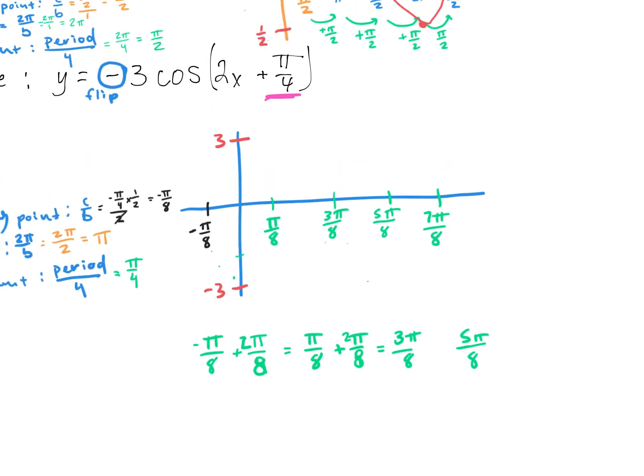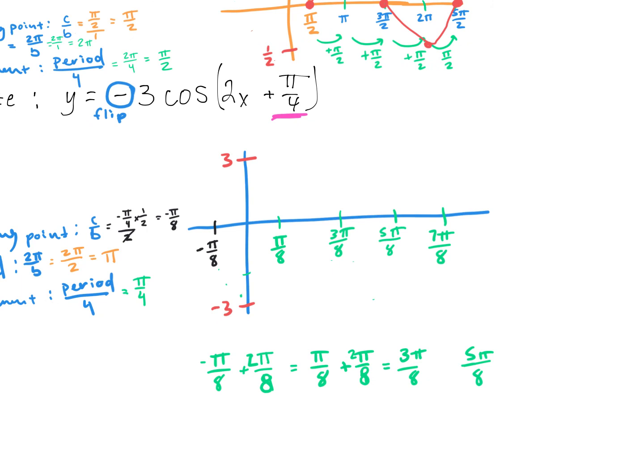And then this is a cosine graph. So cosine, do we start at 0 or start at the amplitude? We start up at the amplitude. Then where do I go? Down to 0. And then down to negative 3. And 0 again. Back to 0. Up to the positive amplitude. So this would be my graph.